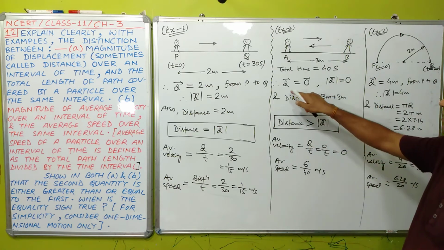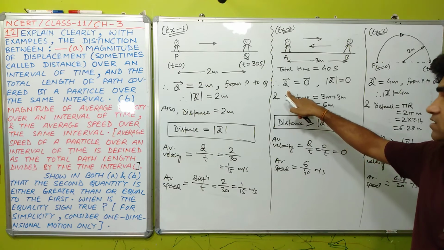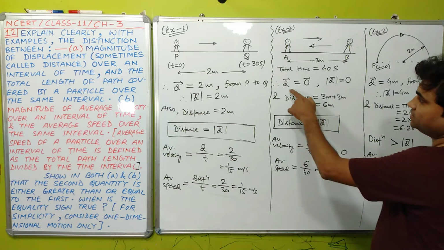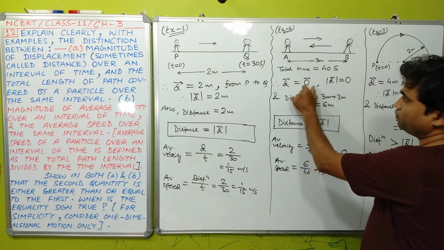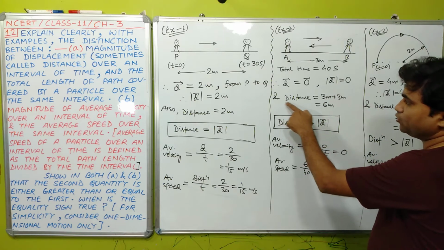So now what will be the value of displacement? In fact, in this case the displacement will be a zero vector, because displacement is a vector quantity. So it would be better to write displacement in this way, zero vector, and its magnitude will be 0. Now, what will be the value of distance?